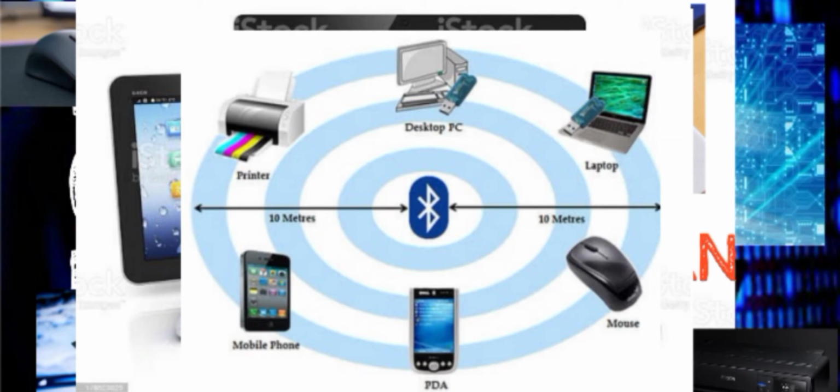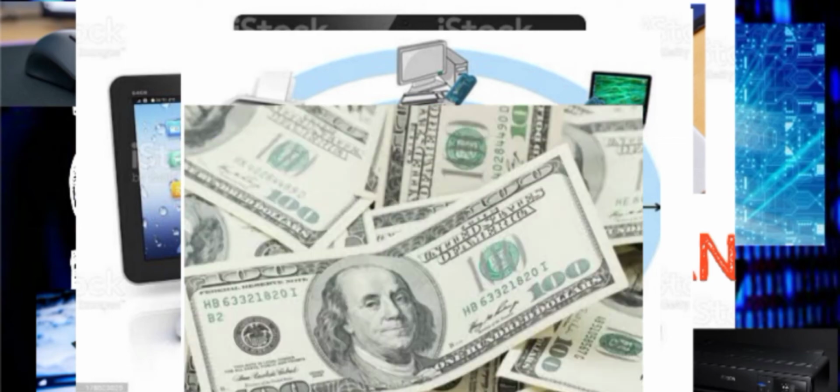Devices used for PAN: wireless mice, keyboards, and Bluetooth systems. Short-range communication. It requires very low power. Low cost.